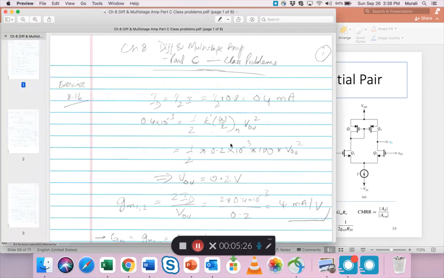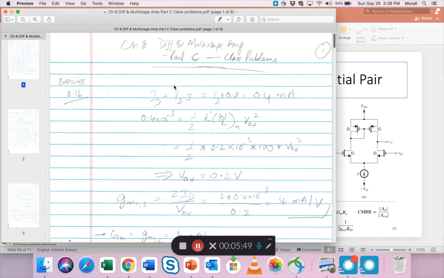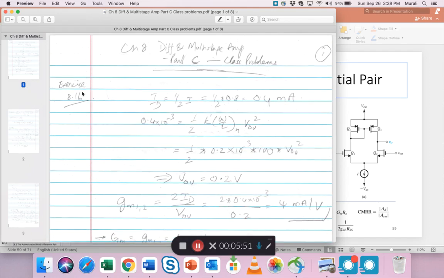All right, so those are the various formulas that I could think of that we need. And let's look at my famous PDFs with the solutions. This one is called Chapter 8 Differential and Multistage Amp, Part C. Next section I'll do Part D. And here are all the class problems. So this is exercise 8.16. So first of all, I_D is half of I, which is 0.8 milliamps given. So I_D is 0.4 milliamps in each.